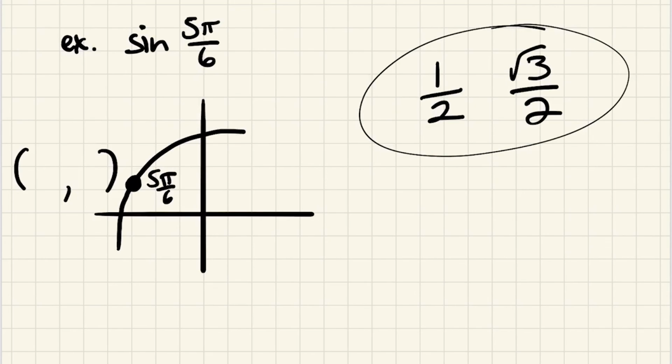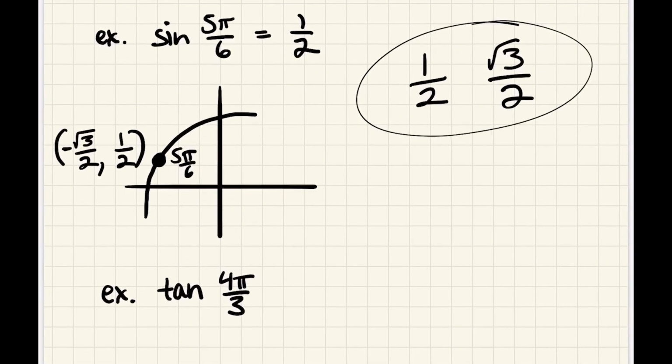Well, notice that 5 pi over 6 has a very small y value, but a very large x value. That means its y value, which is small, will be 1/2, and its x value, which is big, will be the big number, rad 3 over 2. And of course, the x value is negative. So just like that, we have generated the correct point. And if we want sine of 5 pi over 6, we can now read it right off of that. It's 1/2. You can also read cosine, which is negative rad 3 over 2.